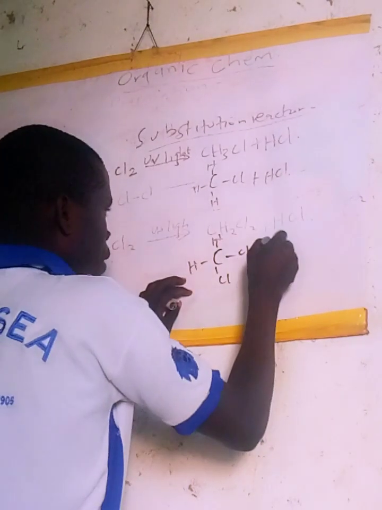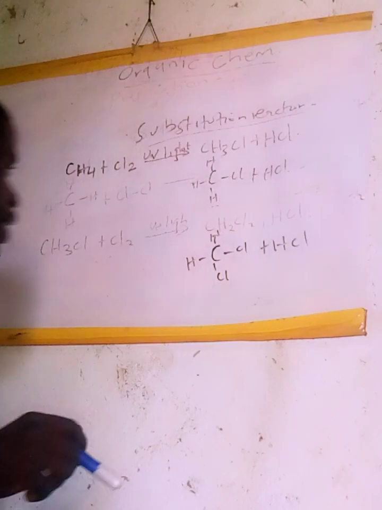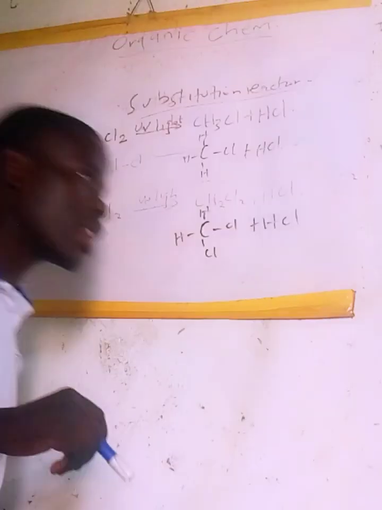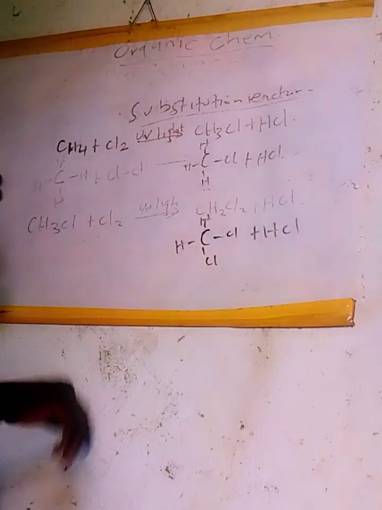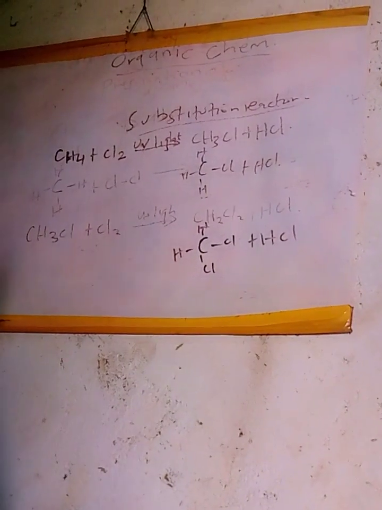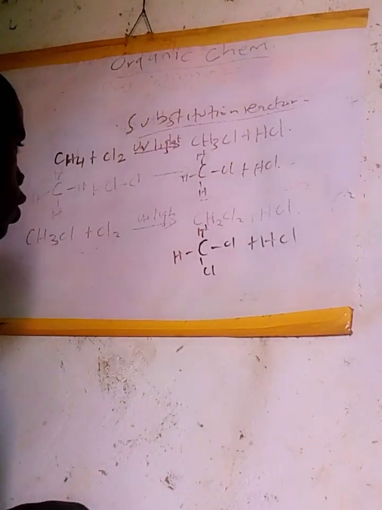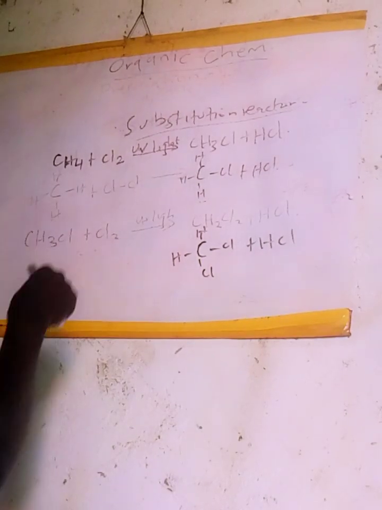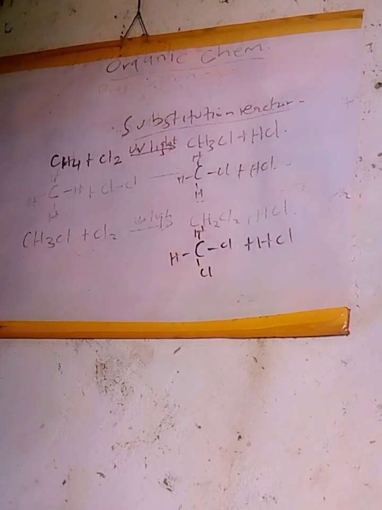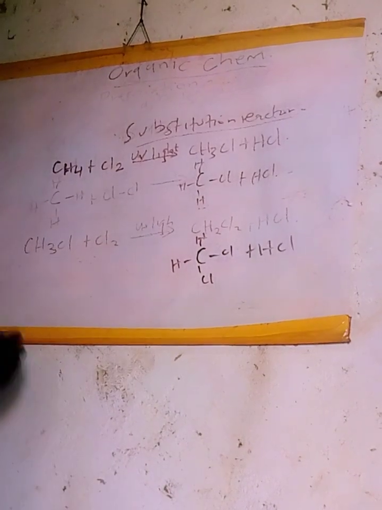Hydrogen, then plus HCl. So this is now 1,1 dichloromethane. When you remember the nomenclature of alkanes, that's why you cannot move a step without understanding the previous concept. These are 1,1 dichloromethane, or since it is on the first carbon, just say dichloromethane. There's no need of saying 1,1. The same dichloromethane can also react with the fluorine.